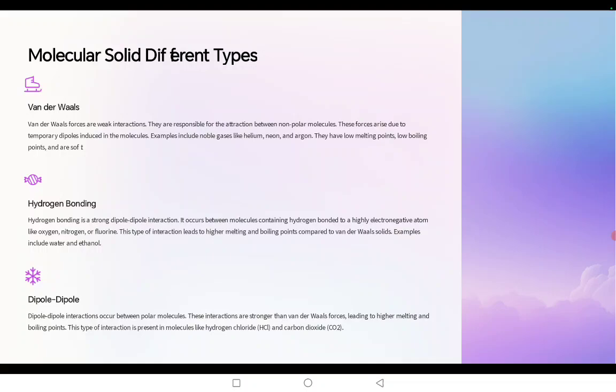Hydrogen bonding is a strong dipole-dipole interaction. This type of interaction leads to high melting and boiling points compared to van der Waals force. Examples are water and ethanol. Dipole-dipole interactions occur between two polar molecules. These interactions are strong due to the charged particles, stronger than van der Waals force and hydrogen bonds also. This type of interaction is present in molecules like hydrogen chloride and carbon dioxide.